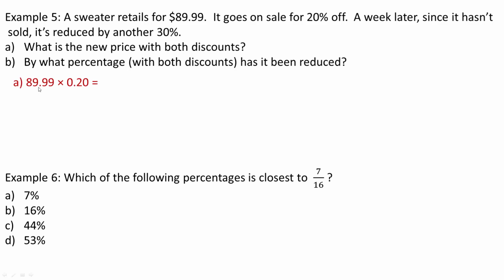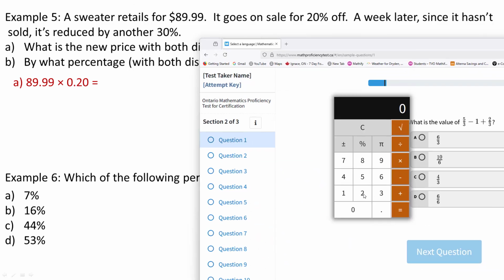So you take $89.99 and you find 20% of it. 20% as a decimal is 0.20. Remember, percent means out of 100. So if you divide 20 by 100, that's how you get the 0.2. Now 0.2 and 0.20 are the same thing. Then I'm going to take 89.99 times 0.2. So that's $17.998.